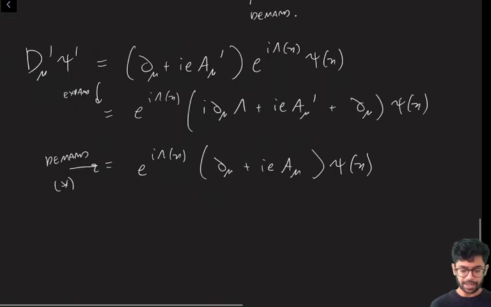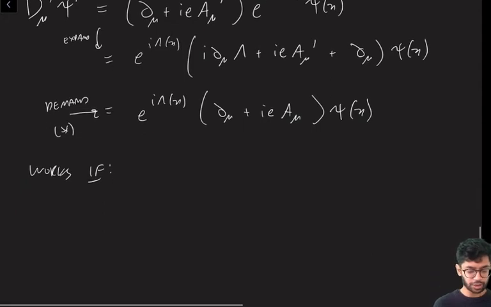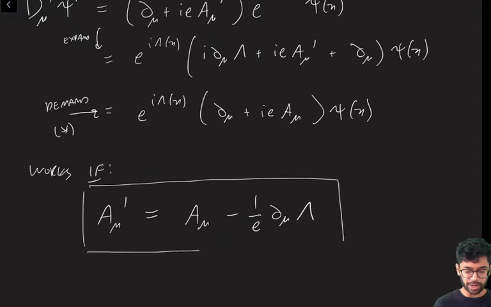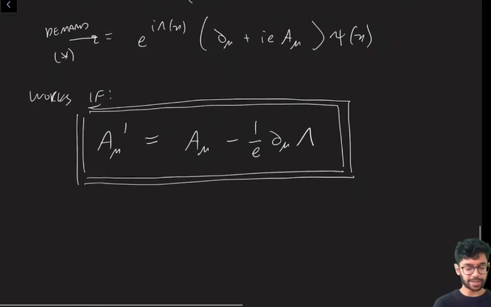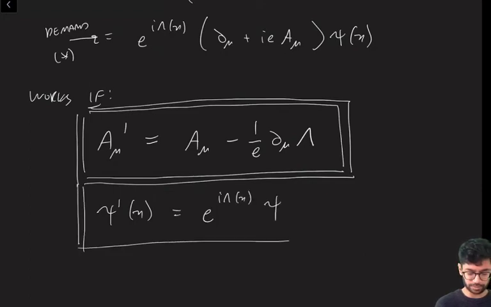So from comparing these two things, we can see that this is going to work out if we say that this is how A transforms. It transforms so that A mu prime equals A mu minus 1 over e partial mu lambda. Okay. So this is the required transformation property of A mu prime. Let me also put next to it the transformation property of psi, just to remind you, because the two are correlated. One induces the other.